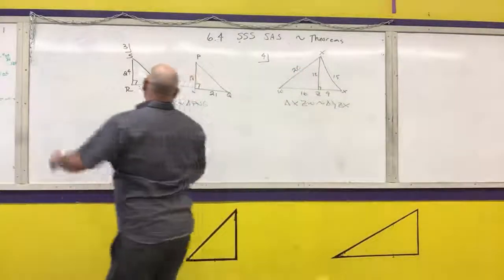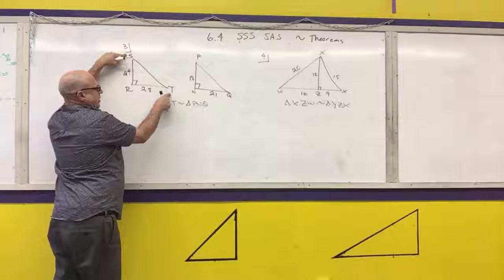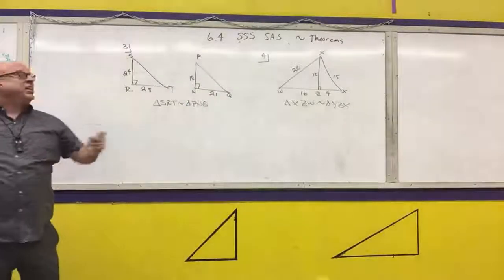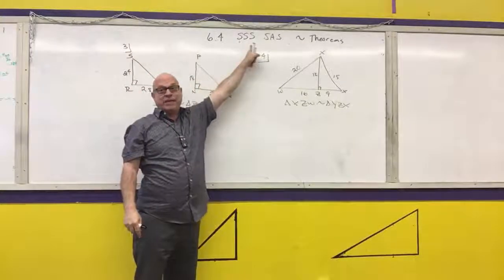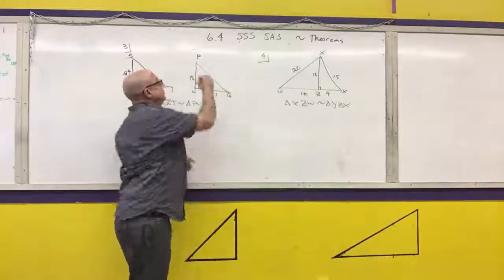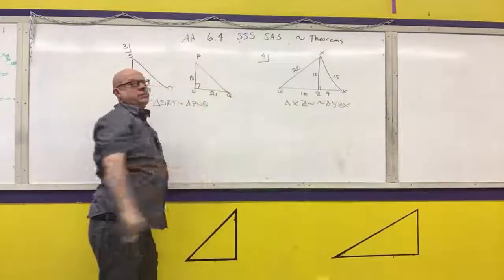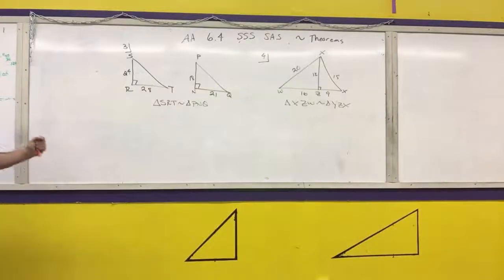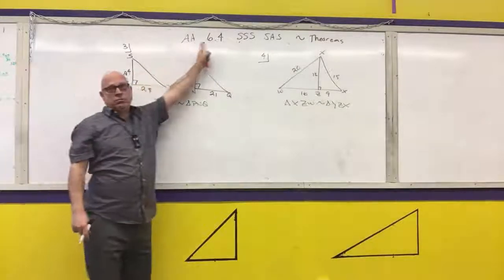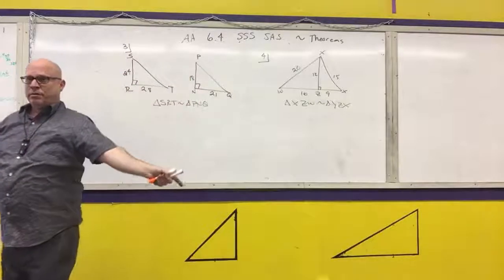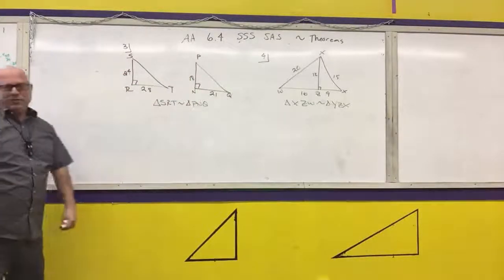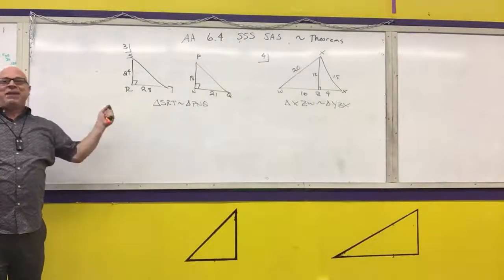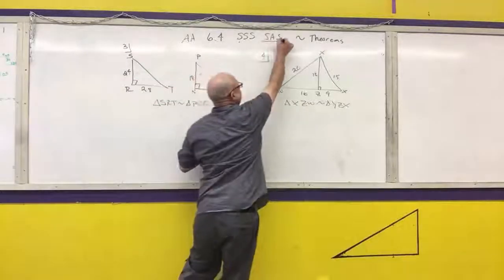So it wants to know if SRT is similar to PNQ. Well, I either need three sides. Do I have that? Yes or no? Do I have three sides that I know the lengths of on both sets of triangles? Do I have two angles that I know in both sets of triangles? I only know one of them. I'm doing number 3 right now. So the only option that's left over is going to be that one.